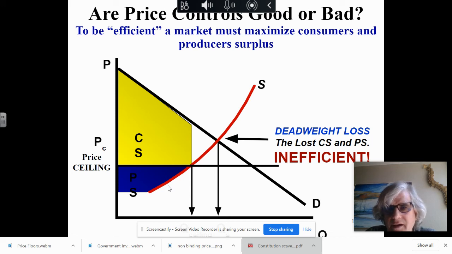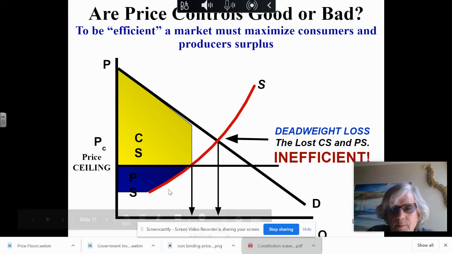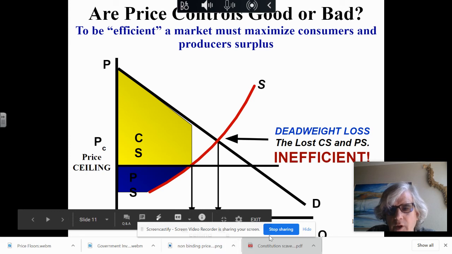This is not an efficient marketplace, but basically government will do this to help consumers in some cases where they think the prices are too high at the regular market price, and they'll say, no, we're going to make it lower. It doesn't happen all the time. We don't have a lot of price ceilings, but it's something that happened during World War I, World War II, and we could always have that in the future.